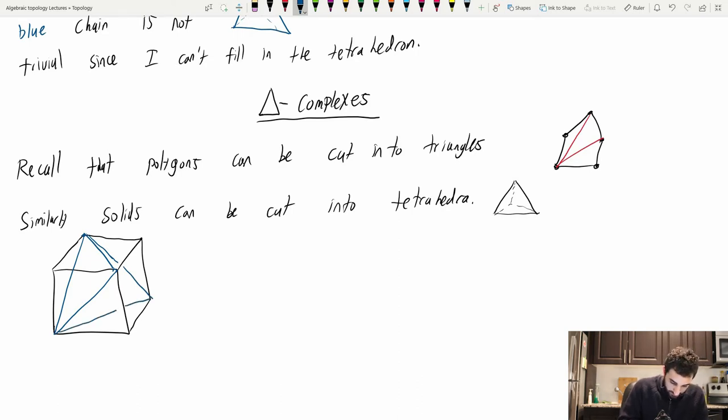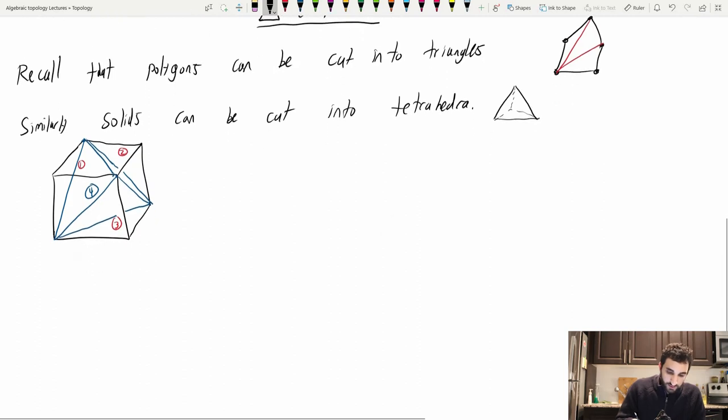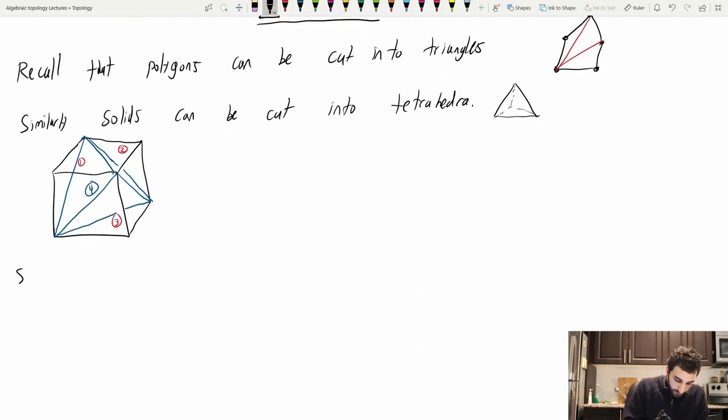All right. And so you should see four tetrahedra here. Like one, two, three, and then the fourth is the blue piece. So shapes in general can be broken up into these nice little triangles here. And similarly, this works on more intricate shapes.